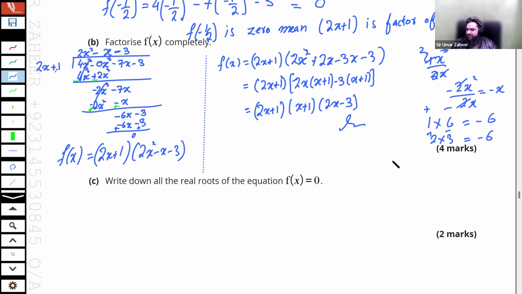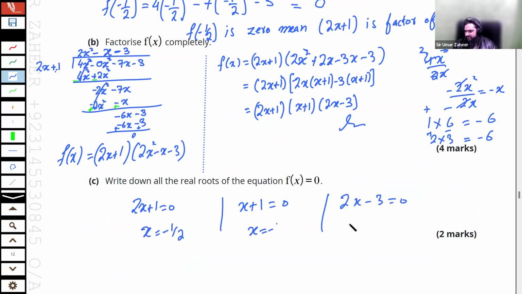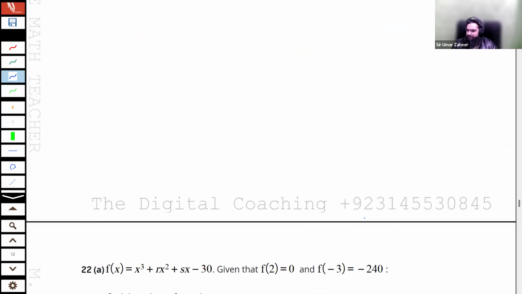Okay, again, he says that you have to find the real roots. So for the real roots, obviously the first factor will be 0, the second factor will be 0, or the third factor will be 0. From here, I will get x is equal to minus 1 over 2, x is equal to minus 1, x is equal to 3 divided by 2.